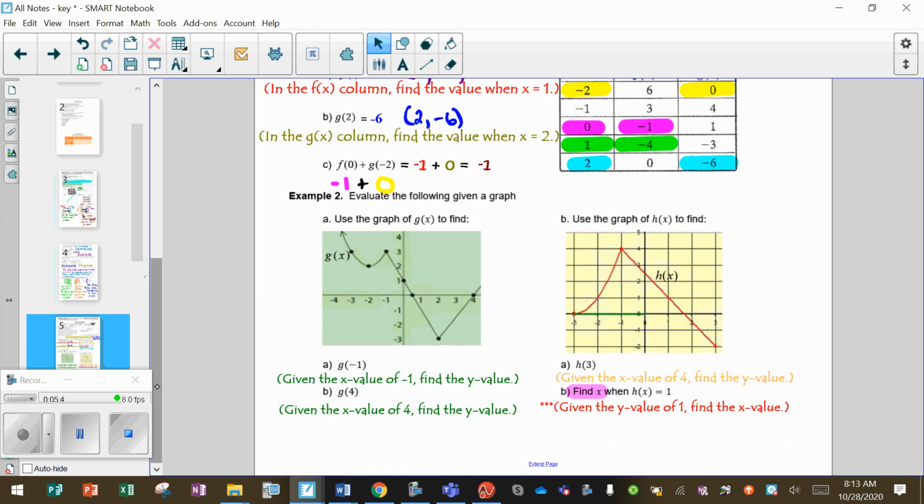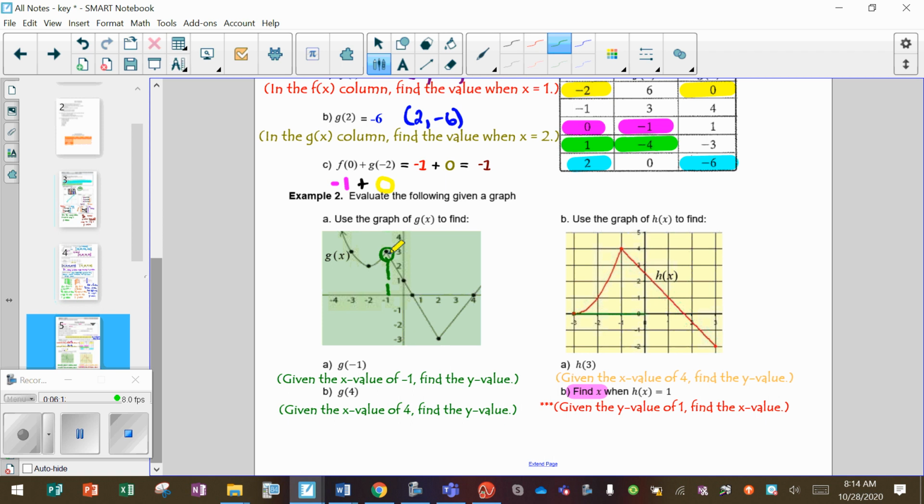If it's from a graph, we're going to do the same kind of thing. The function g of x is giving a name to this picture. So when it asks for g of negative 1, that means you're given the x value of negative 1, and you want to find the y value that would go with it. So on the graph, you're looking for the point that has an x value of negative 1.